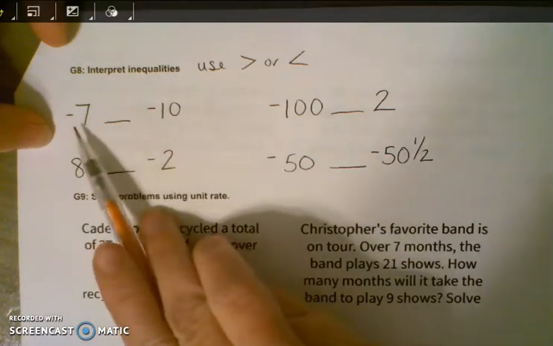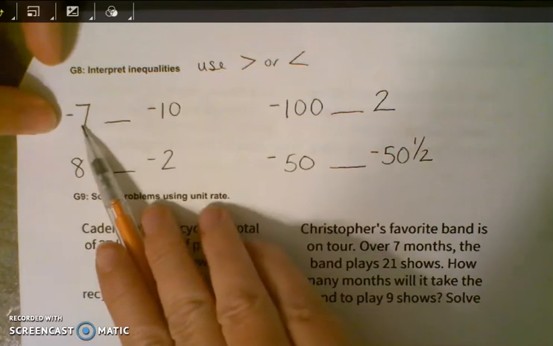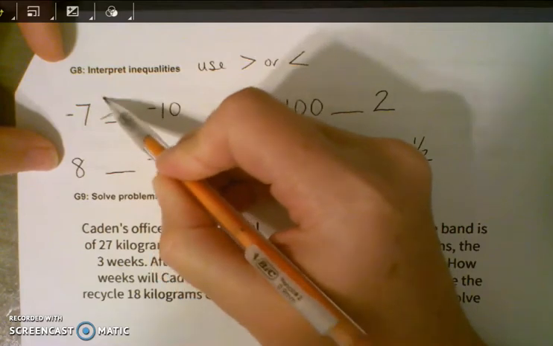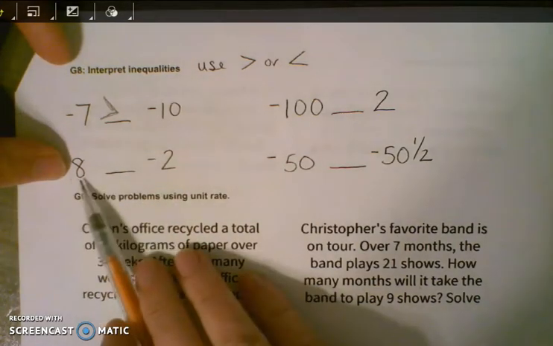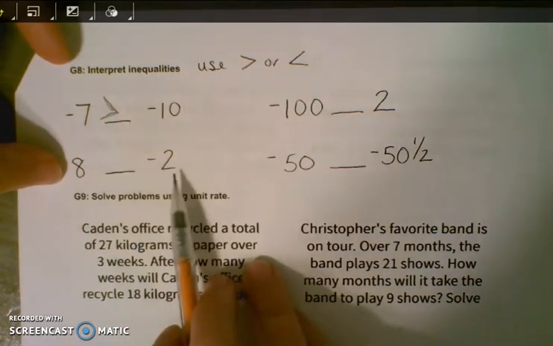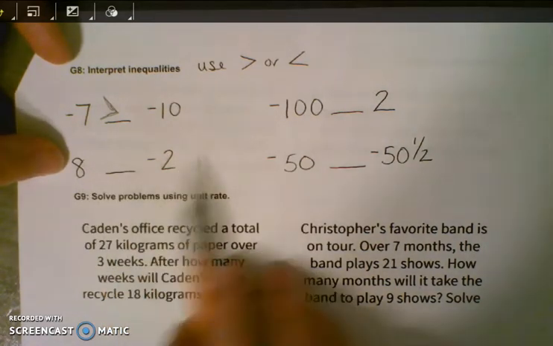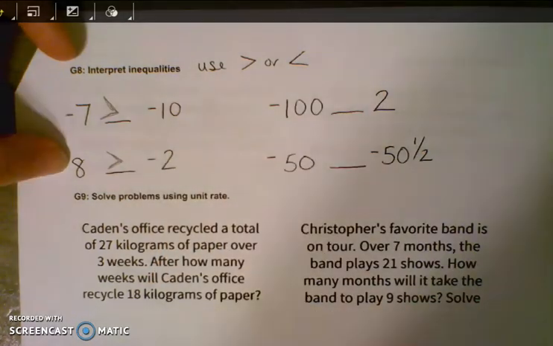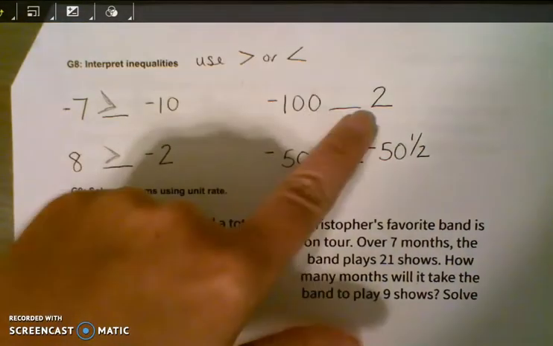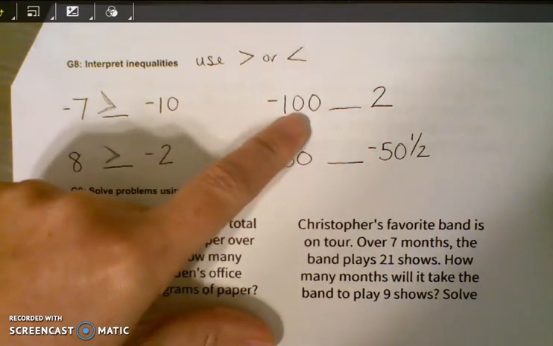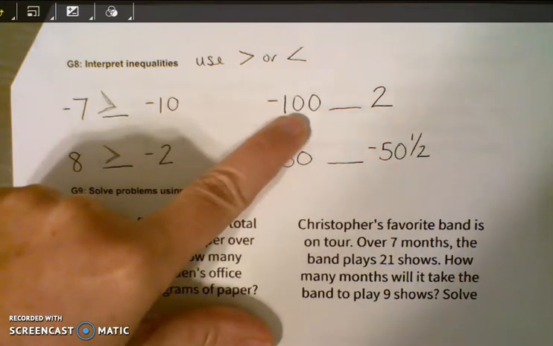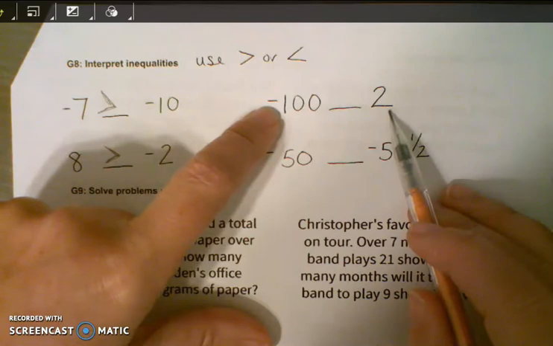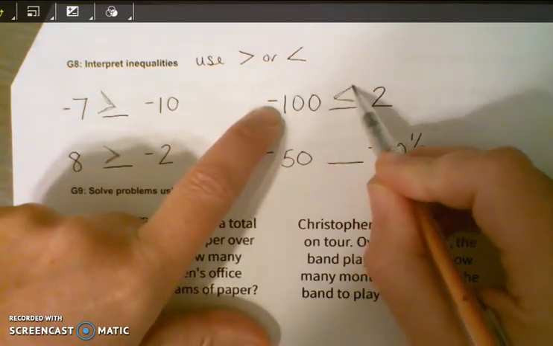So in -7 versus -10, -7 is closer to 0. It's more positive. So -7 is actually greater than -10. When we're comparing a positive versus a negative, positive is always better. Having something is better than not having something. So +8 is greater than -2. Again, we have another positive versus negative over here, even though this seems really weird because we're used to 100 being a very big number and 2 being a small number. This is -100 and this is +2. So +2 is more than -100.